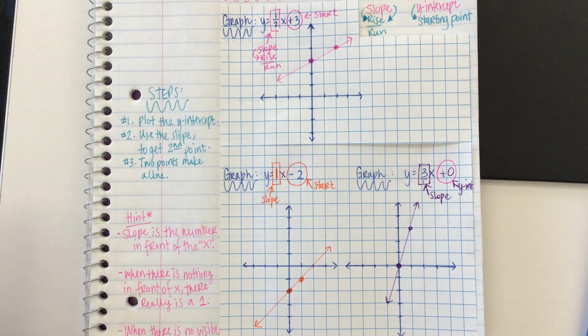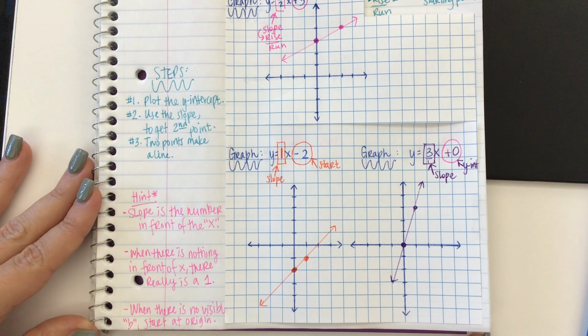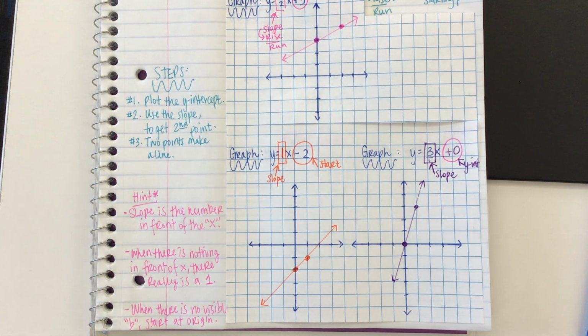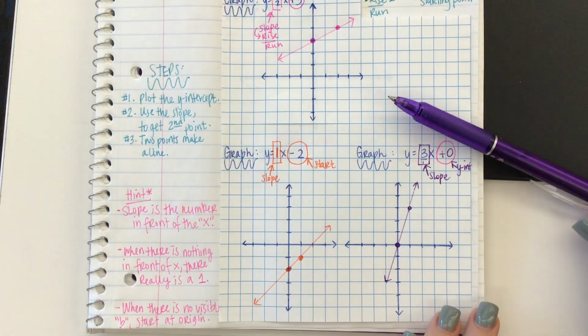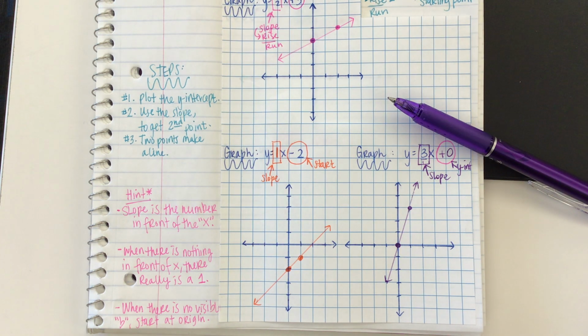And lastly, on the left-hand side, I wrote down a couple of hints. Go ahead and feel free to pause the video to write down these hints for when you're working with these different kinds of linear equations. The first hint is slope is the number in front of x. There's always a number in front of x. If there is an x, there is a number in front of it, okay? When there is nothing in front of x, there really is a 1. You really have 1x still there, so the 1 is a little invisible, but it's still there. And when there is no visible b or y-intercept, you start at the origin because the y-intercept is 0. So those are a couple things to remember.